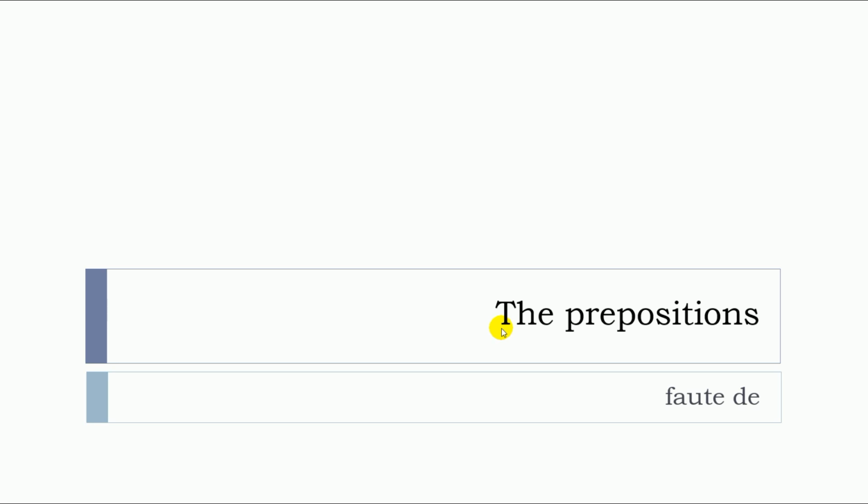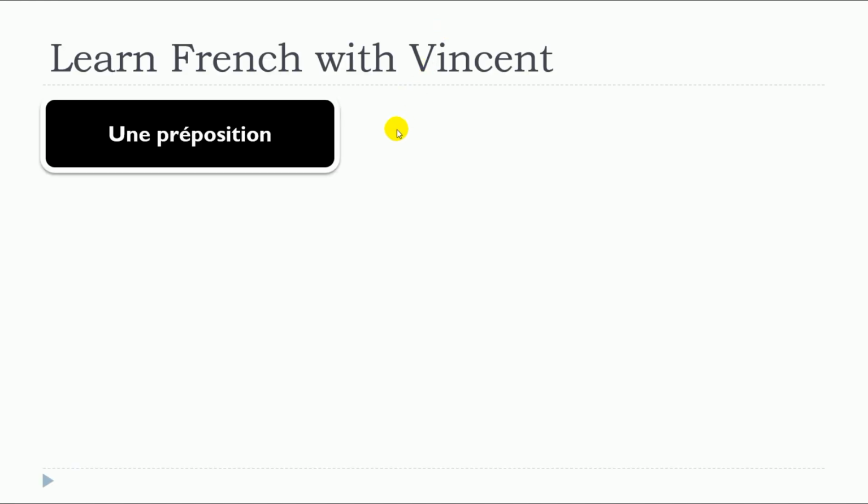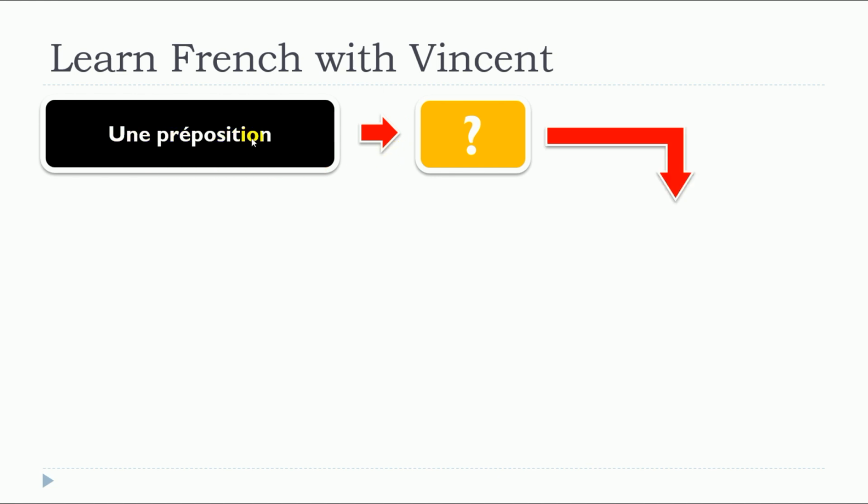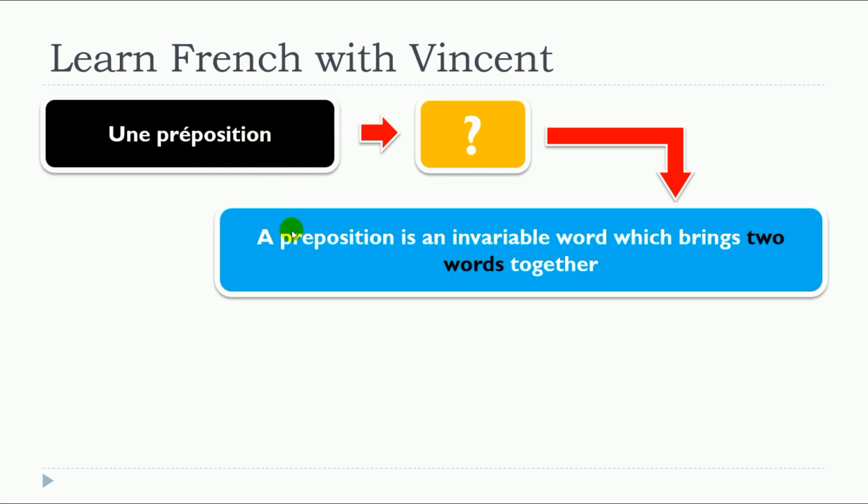In this lesson, we will see together the prepositions, but more precisely, faute de. So, of course, the first thing that we need to see together is what is une préposition? Well, a preposition is an invariable word which brings two words together.